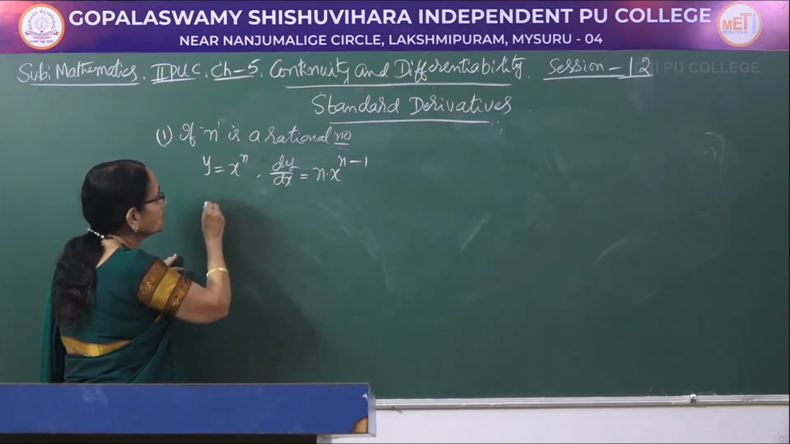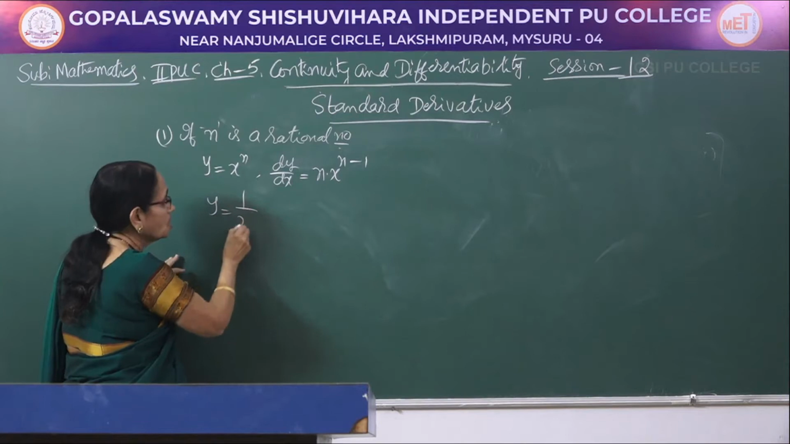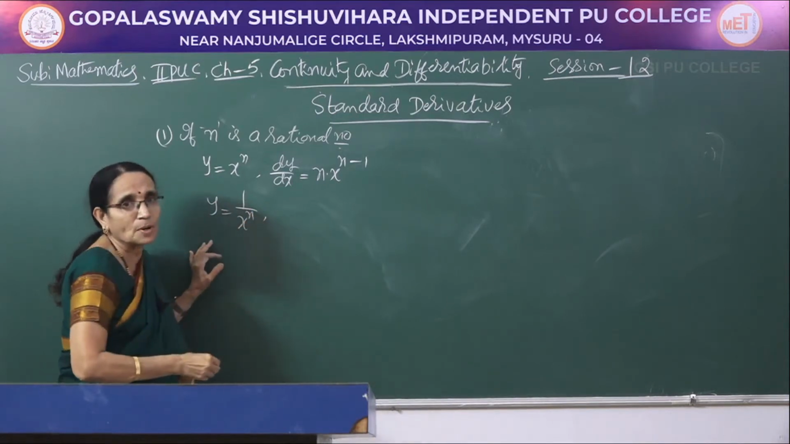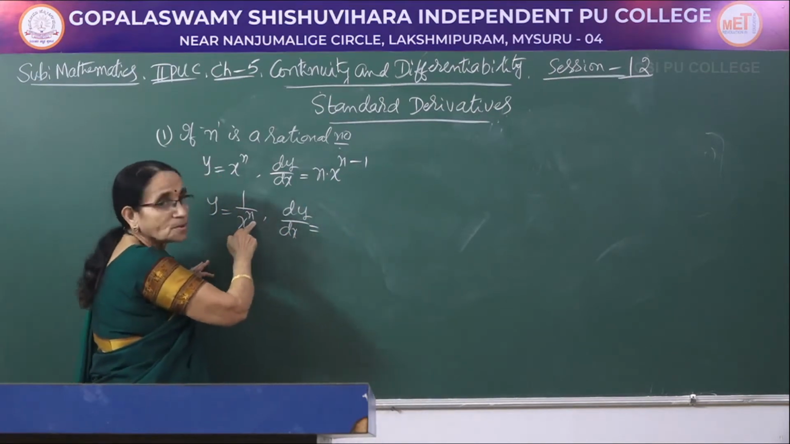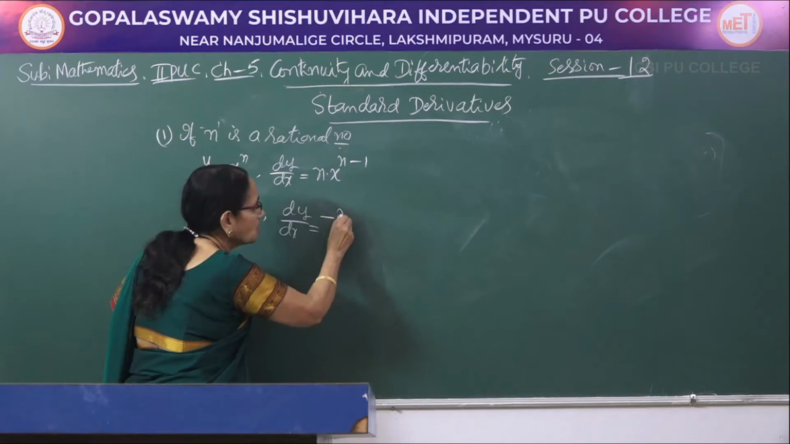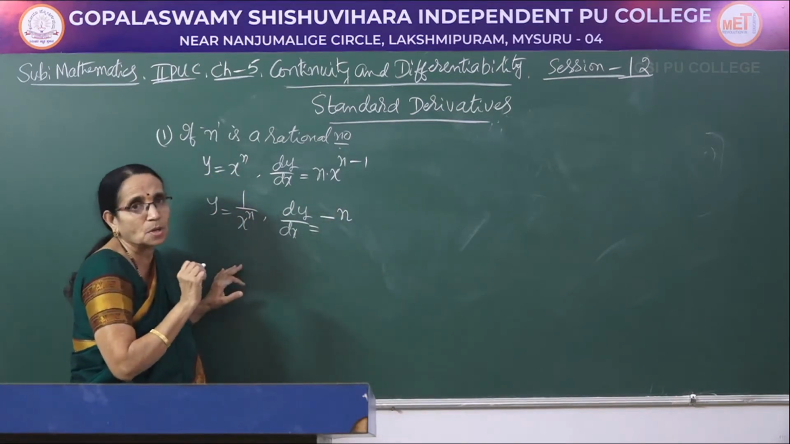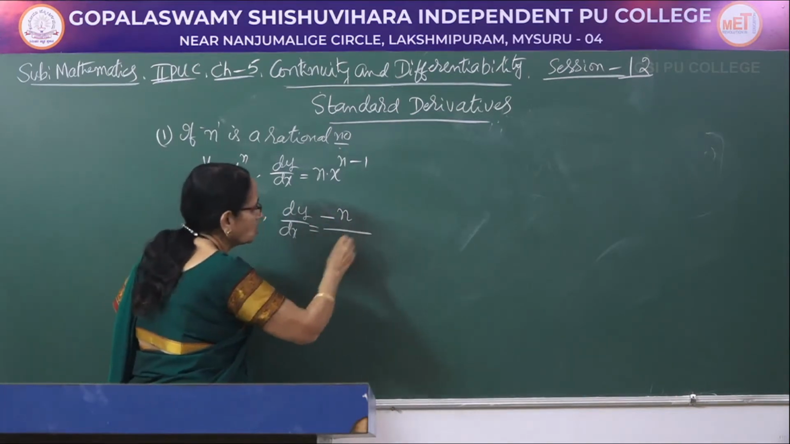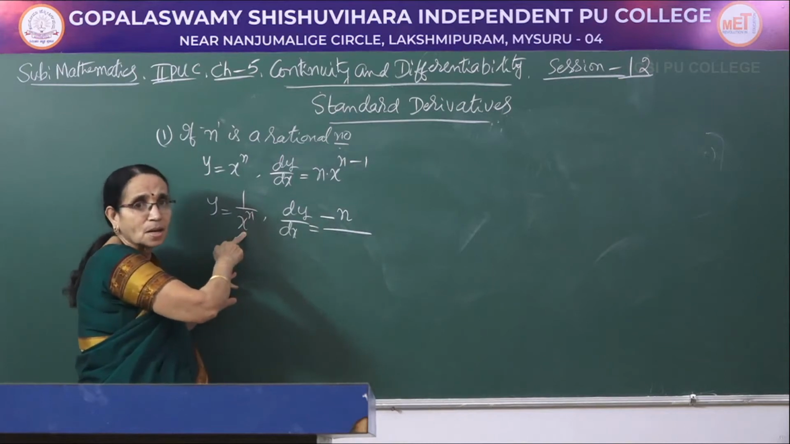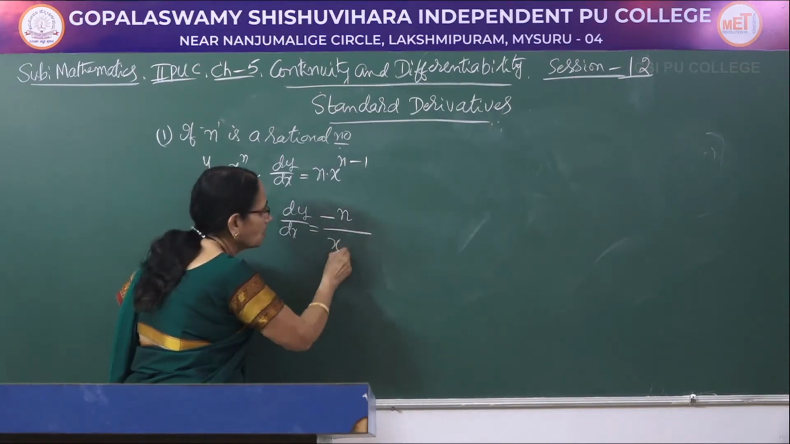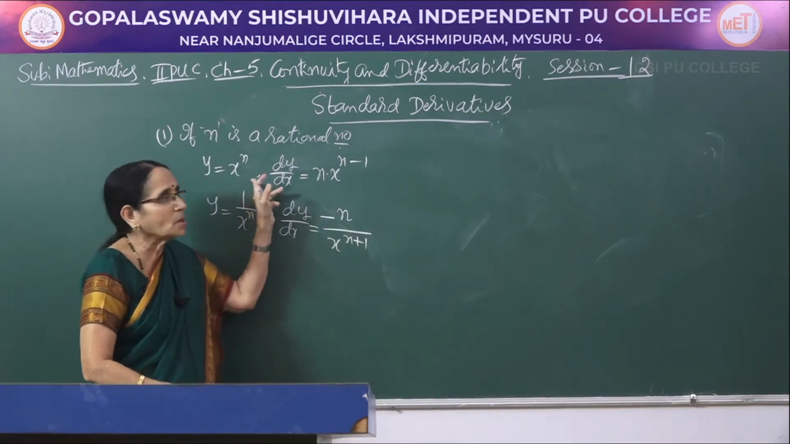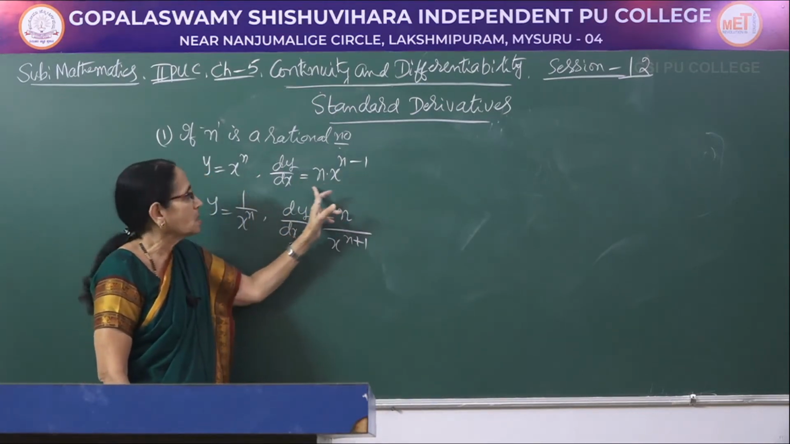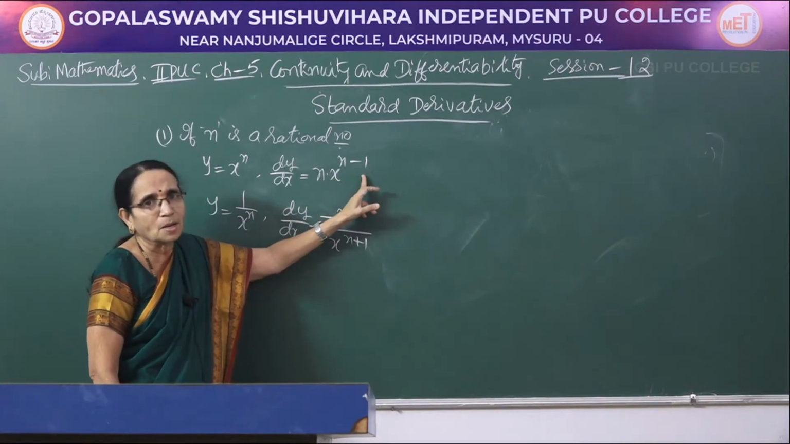suppose this is in the denominator position. It is 1 by x to the power n. Then dy by dx would be equal to this index n you write in the numerator with the negative sign, minus n you write, then increase the index of the denominator by 1. Do not get confused. See, here it was in the numerator, it was decreased by 1, n into x to the power n minus 1.